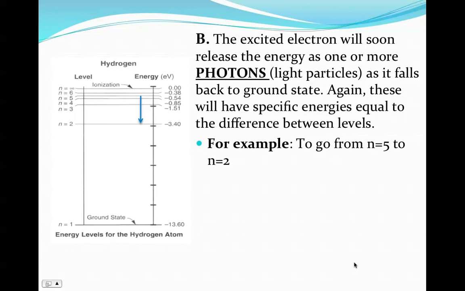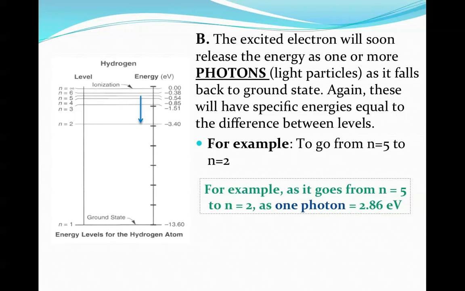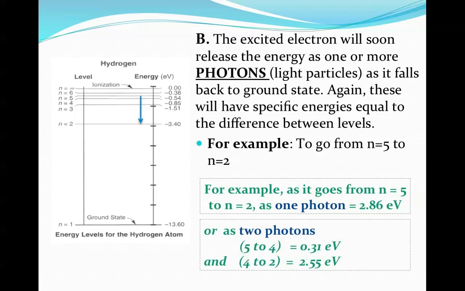Now, if it goes back down from 5 to 2, we're going to see that it's going to also be equal to 2.86 electron volts. Now, that's if it goes directly from 5 to 2. However, it could be broken up into 2 photons of light, first falling from 5 to 4, and then from 4 to 2, or even 3 photons. However, the total is always going to be equal to that 2.86 electron volts.